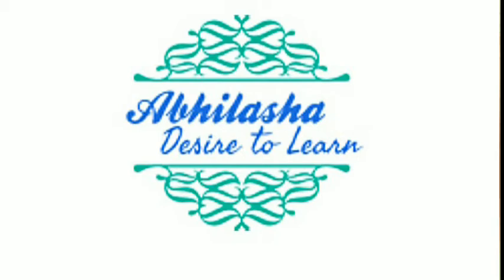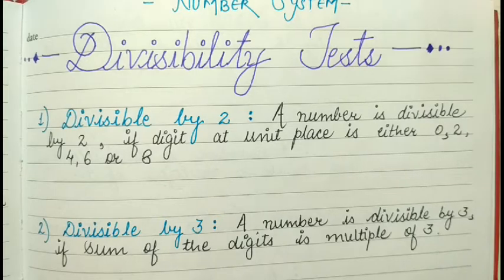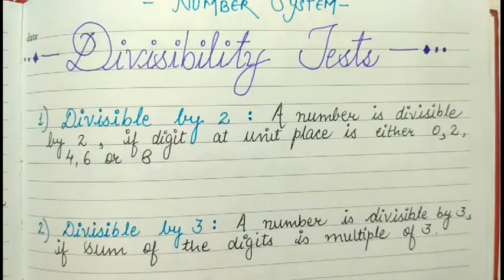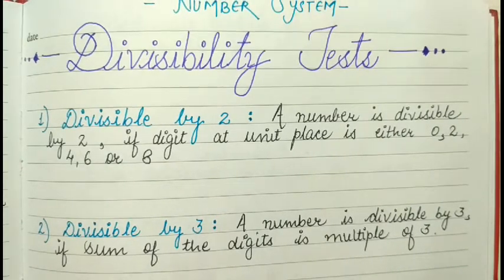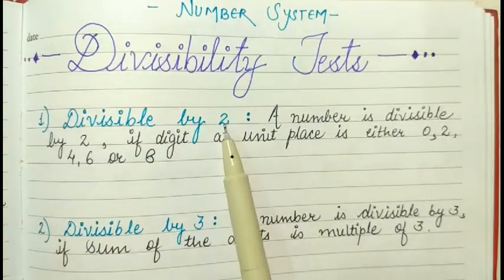In this video, we are going to discuss the various divisibility rules. These will be helpful in the various competitive exams where you have to quickly judge whether a number is divisible by a given number or not. First, we are going to start with 2. How to check whether a number is divisible by 2 or not.